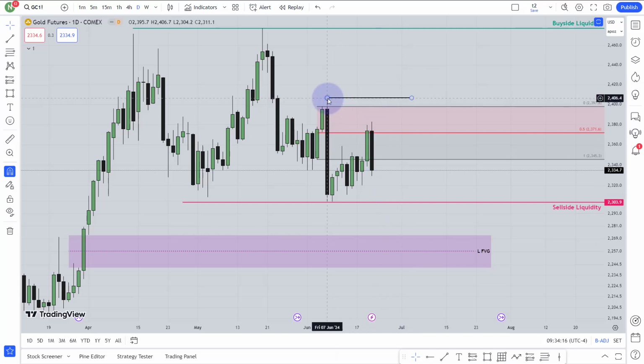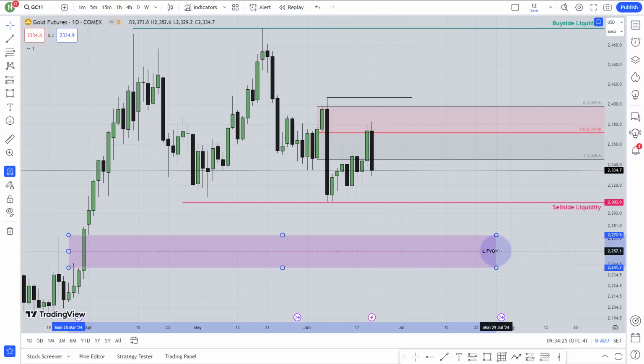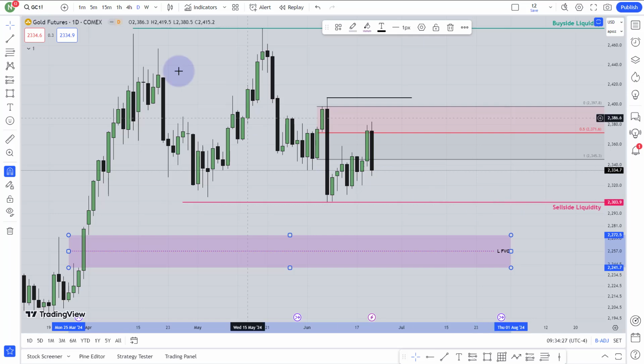So I don't want to see the market close above that one, especially above this mean threshold one more time. I would love to see it keep falling and reach this last parallel gap. It will take this sell side liquidity.